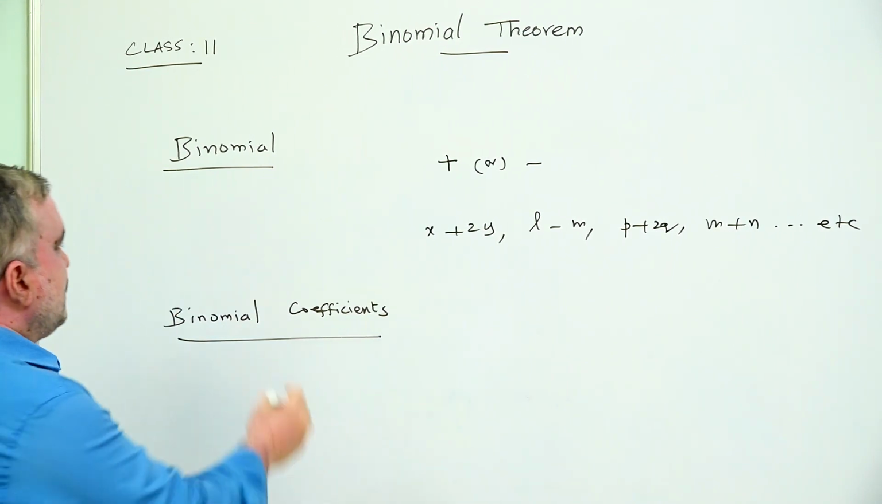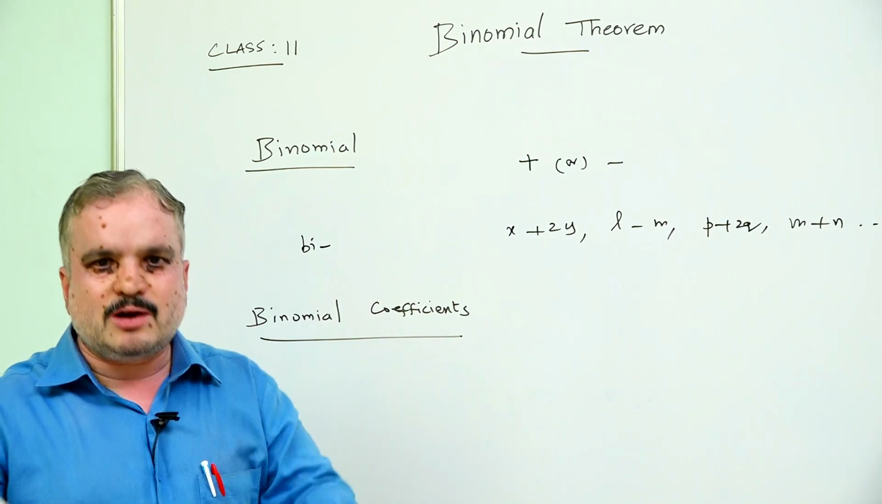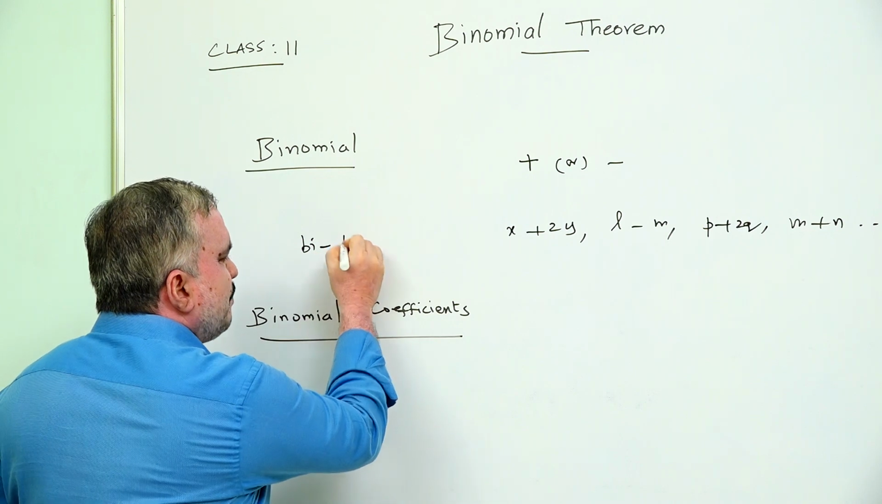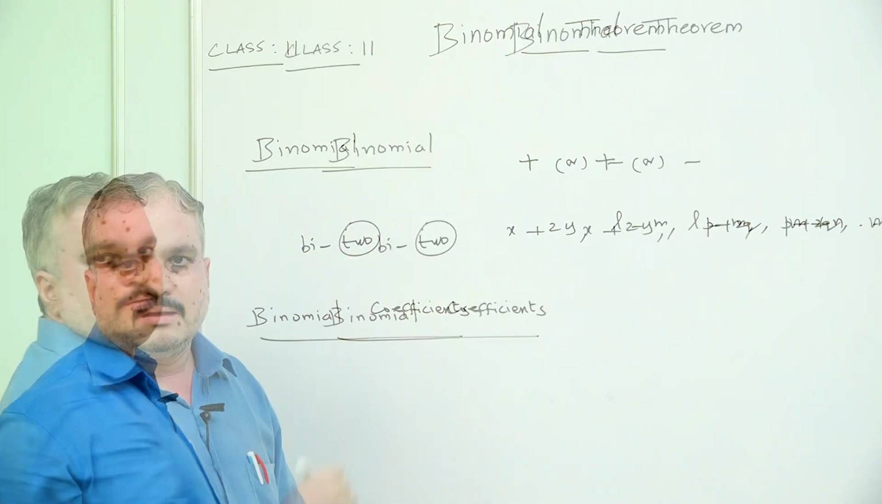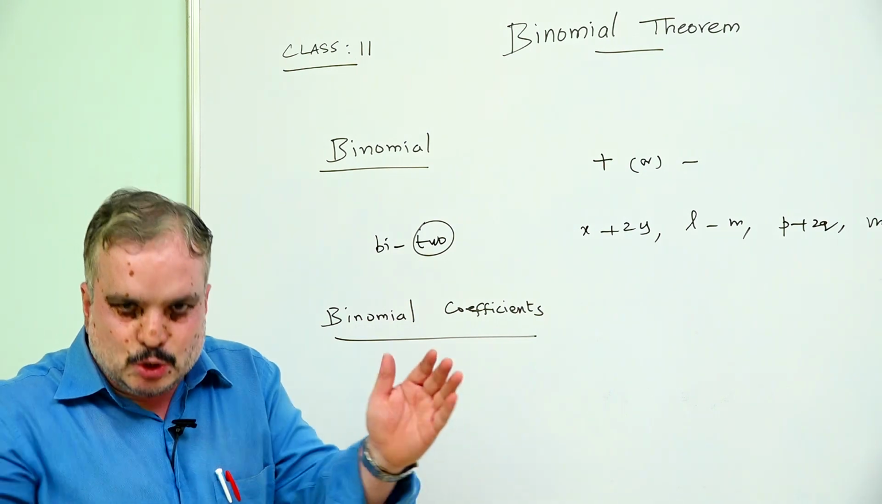The prefix bi in the words bicycle, binocular and binary, and in many words, means by two. The word binomial stands for an expression having two terms.